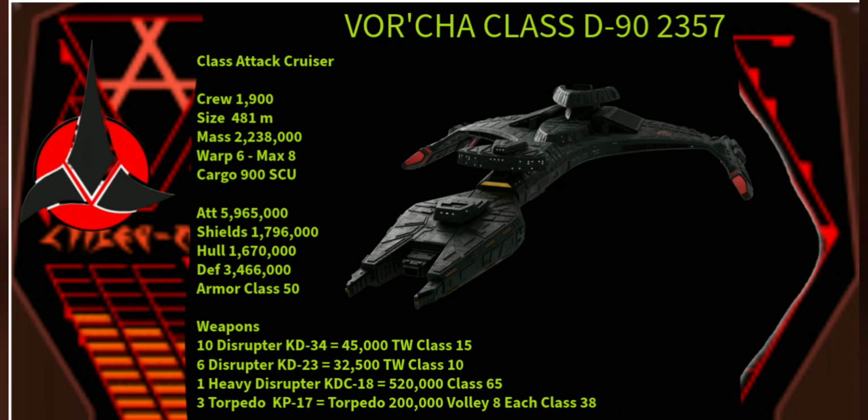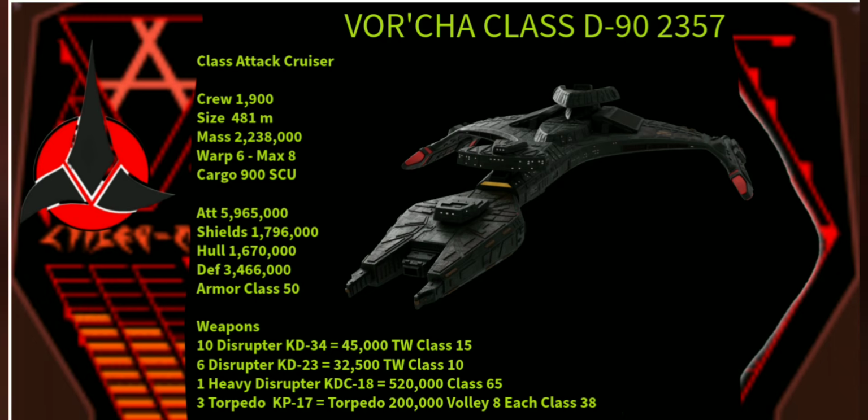Now, FASA has different weapon systems, and I went ahead and added FASA's weapon systems to my calculations because mine were more broad, saying it had only 16 disruptors, and they were all KD-23s. Now, it's supposed to have 10 KD-34s. They're slightly better at 45,000 instead of 32,500. So class 15.